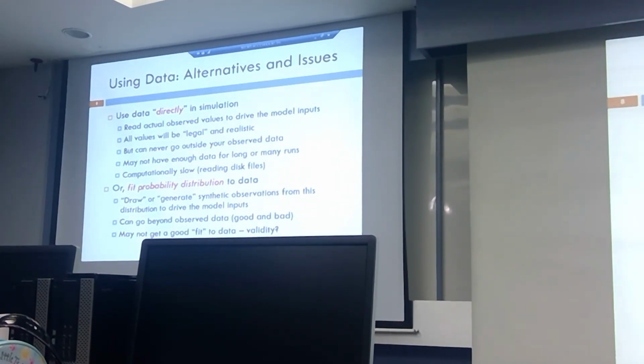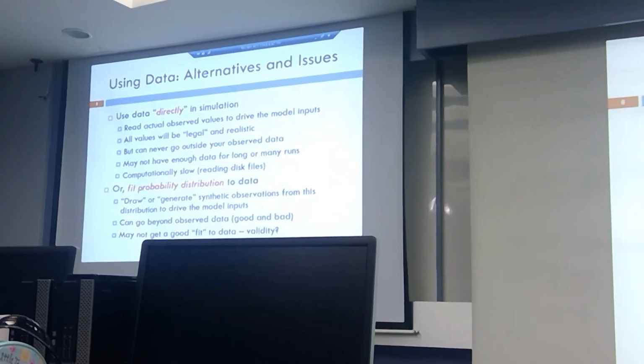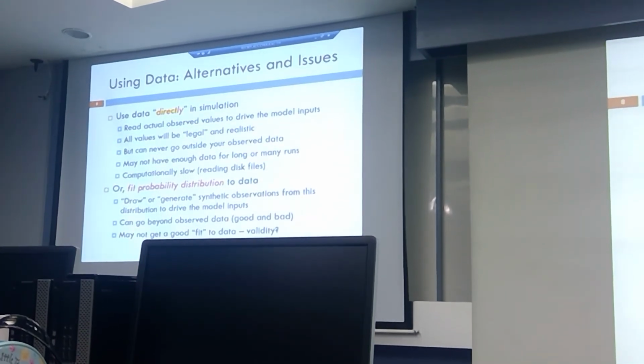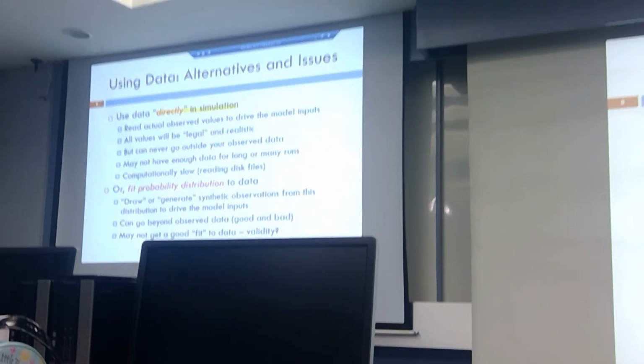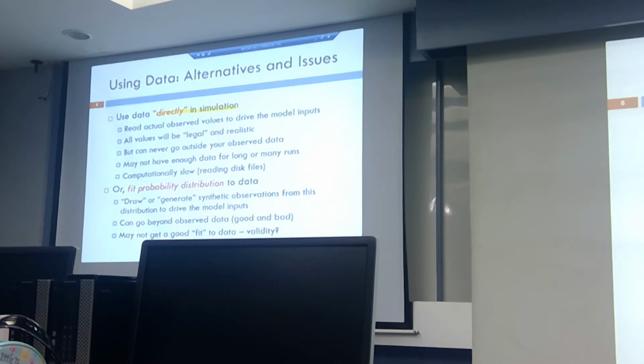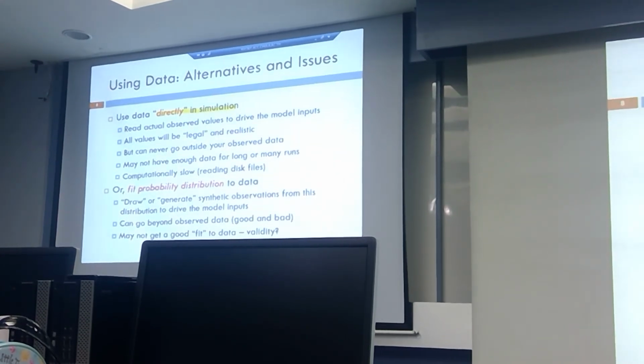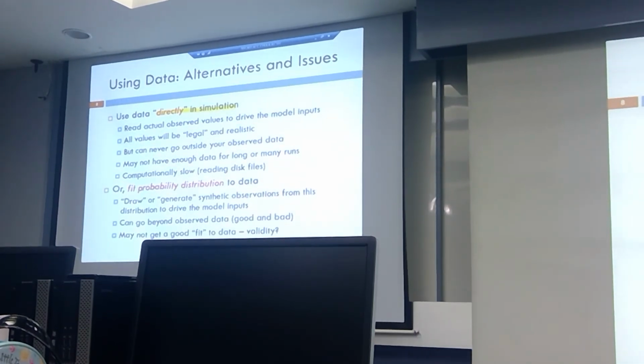So when we have the data, you already collect the data. There are two ways that you can use it in the model. The first one is to use data directly in simulation, which means that, let's say you collect 100 data points, and then when your model runs, it just reads from those data points that you collected. The good thing about this is that you can be sure that all values are realistic because you saw them in the real system before.